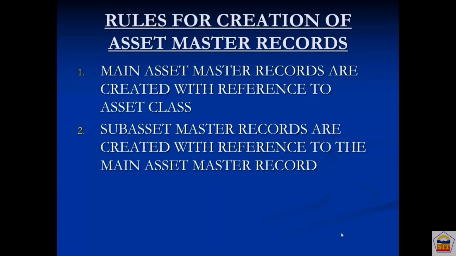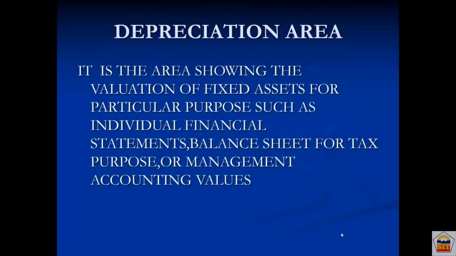And after that, you will have your sub-asset master record. So the data of the sub-asset master record is taken from the main asset master record, and the main asset master record data, the system is taking from where? From the asset class. Then it is saying, what do you mean by depreciation area?